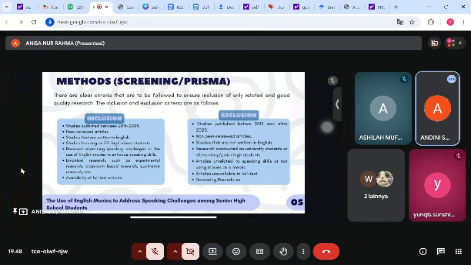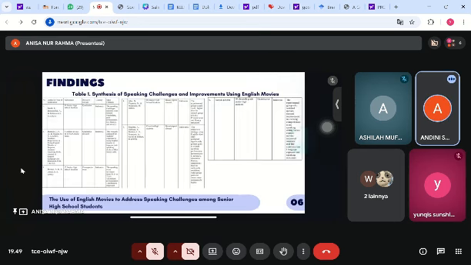Meanwhile, for the exclusion, studies were excluded if they were published outside the selected range, not peer-reviewed, or written in a language other than English. Articles focusing on university students, elementary learners, or topics unrelated to speaking skills and English movies were also removed. This exclusion process helped ensure that only relevant and high-quality studies were included in the final review. Okay, so that's all from me. The next material will be presented by Wina.